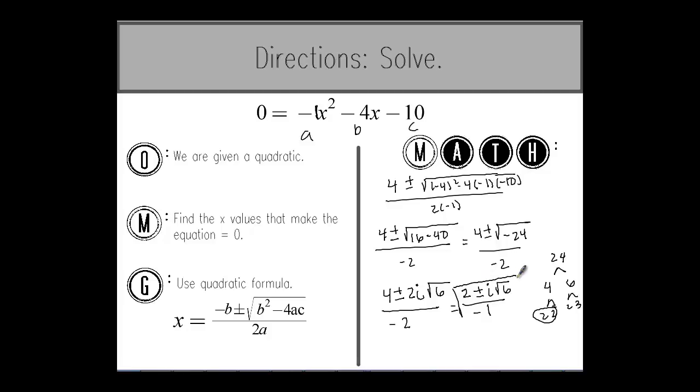So here is my answer for this one. This is a correct answer. The most correct form would be then to take this negative 1 and divide each piece by negative 1, which will leave us with negative 2 minus i square root of 6, and negative 2 plus i square root of 6. These are our two answers.